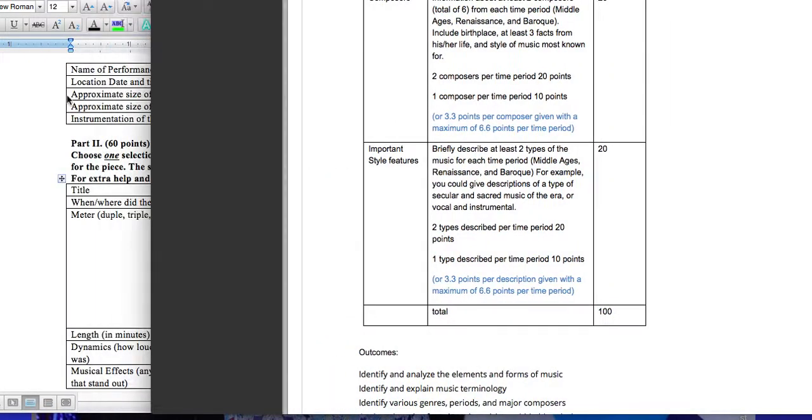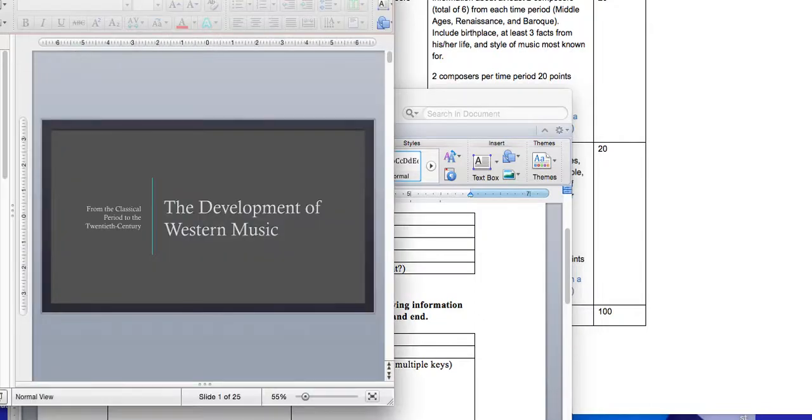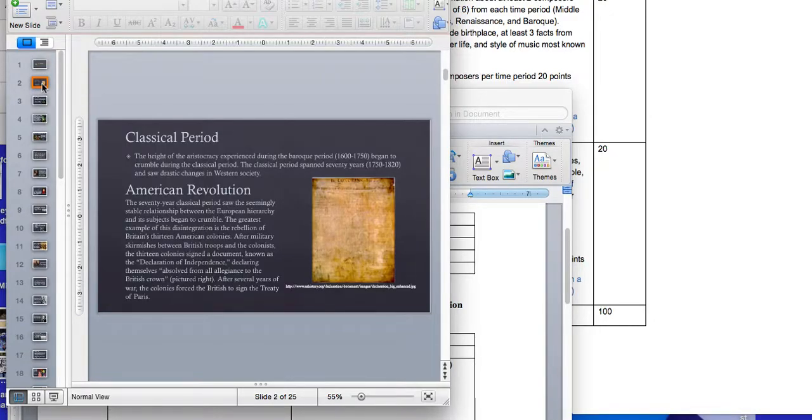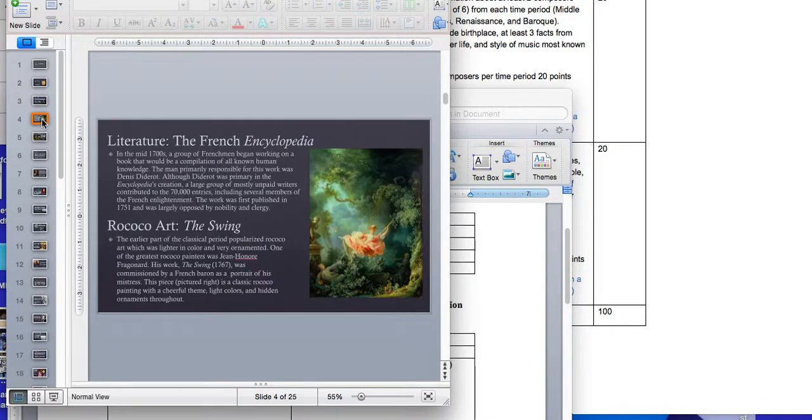So what I've got here is actually an example of a final project that I thought basically met the requirements of what I'm looking for. They did have title slides, but they did have the appropriate number of slides. So this one is a final project. They talked about the classical period, they talked about the American Revolution, and then they talked about 2 other significant events. So there's a total of 3 significant events that happened in the classical period. And then arts and literature within the classical period.